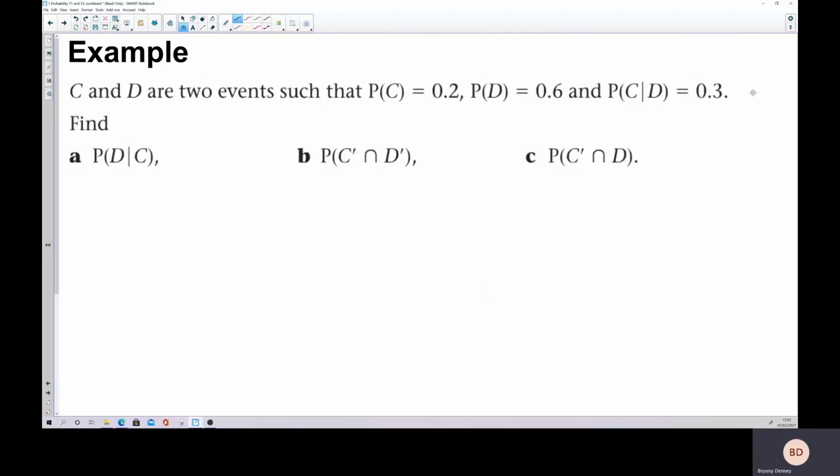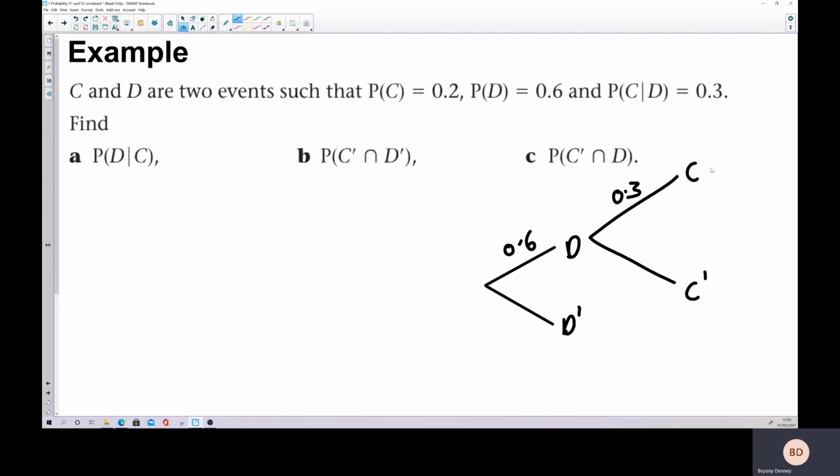Okay, here's another one. This time we've got a conditional probability. So we've got the probability of C and the probability of D and the conditional probability of C given D. We could start off by just drawing a little tree diagram to represent this. Actually, we'll start off with D, I think. So D, not D, C, and then we would have another branch here, not C. So the probability of C given D, that's this bit here, is 0.3. Probability of D occurring is 0.6. And then we can work out the probability of C and D if we wanted.